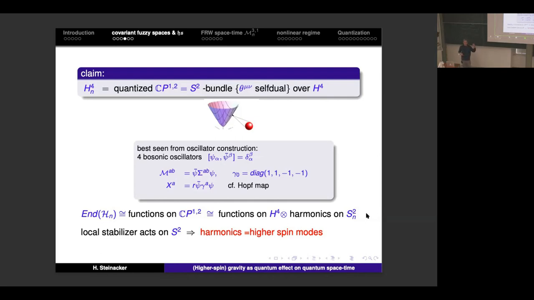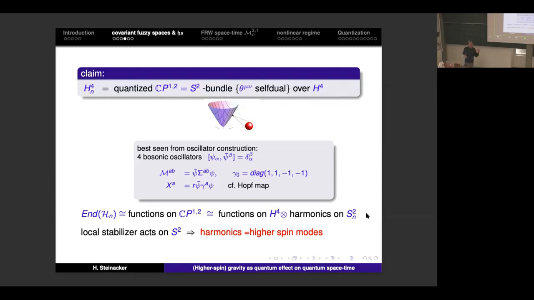So basically you have really a Kaluza-Klein type of situation. The most general functions here, you can think of them as harmonics on this internal sphere times functions on space-time. And now the point is the following. This bundle is covariant, so it's equivariant under SO(4,1). And that means if you pick one point here, and if you look at the stabilizer group of this point, that's some SO(4), and this stabilizer group will act also on this internal sphere.